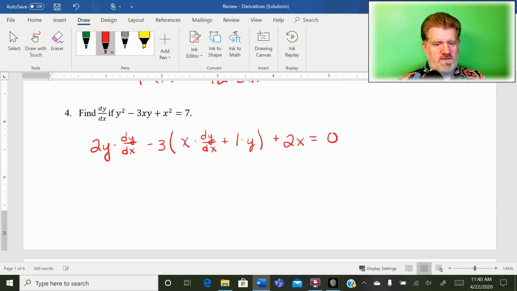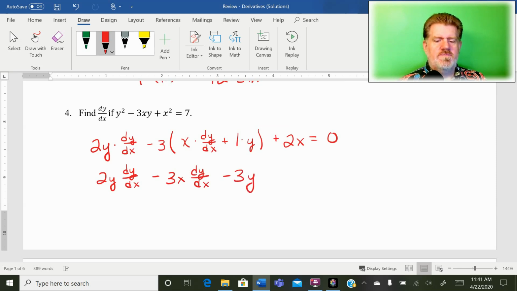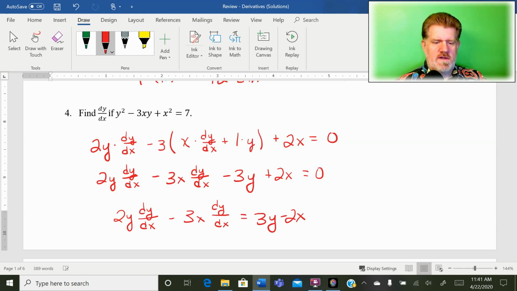Now, I said you can simplify, but you really should solve this for dy/dx, which really won't be that bad. We just keep all the dy/dx's together and then multiply this through. So negative 3x dy/dx minus 3y plus 2x equals 0. So we're going to throw all the terms without a dy/dx on the other side. So we'll add 3y to both sides and subtract 2x. Then we can factor this dy/dx out.